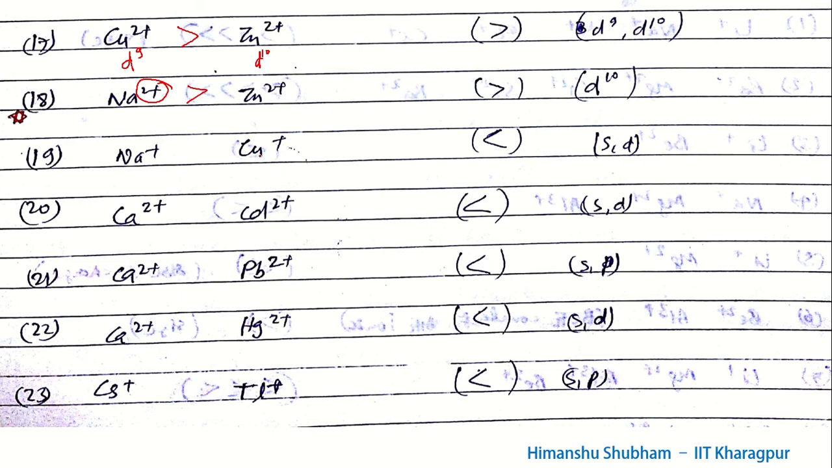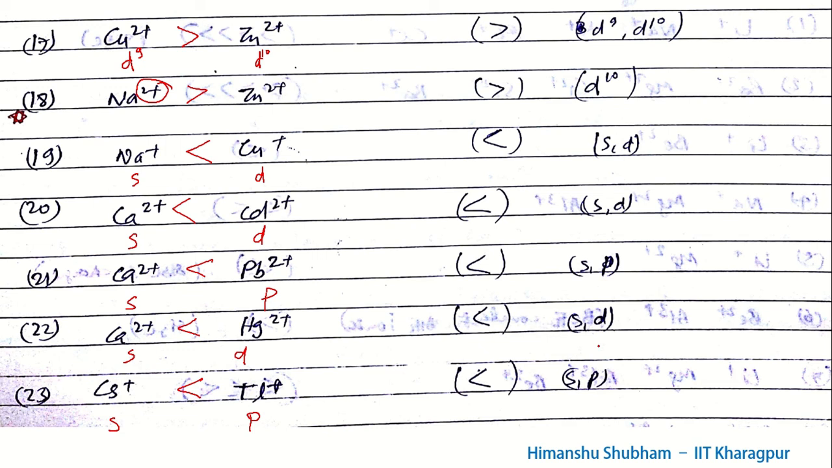For Na+ and Cu+, we see that Na belongs to the S block and Cu belongs to the D block. We have learned whenever we need to compare between S and D, D will always be the winner in terms of polarizing power. And a similar explanation for the next question: S and D, D will be the winner. Between S and P also we have learned a similar thing, so P will be the winner here. Between S and D, Hg2+ will be the winner, and between Cs+ and Tl+, we are comparing S and P, so Tl+ will have a greater polarizing power.